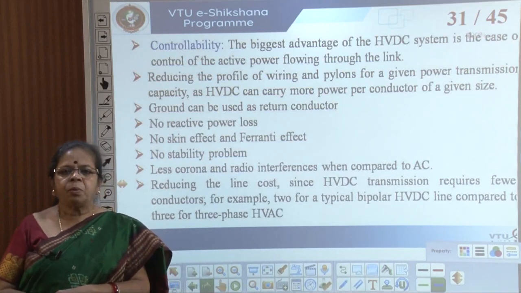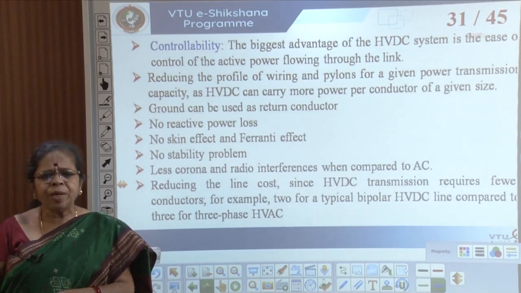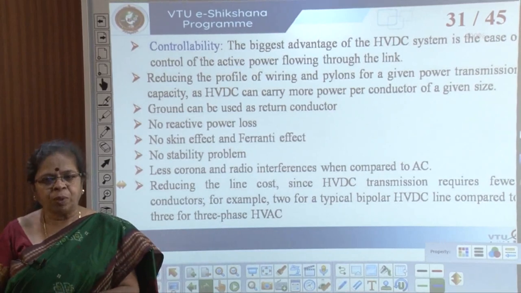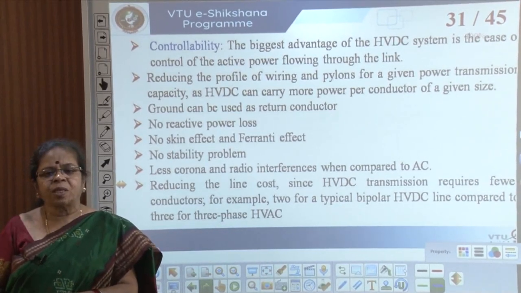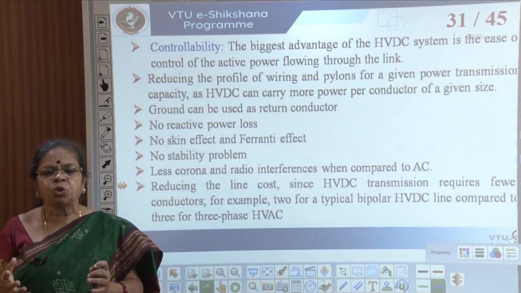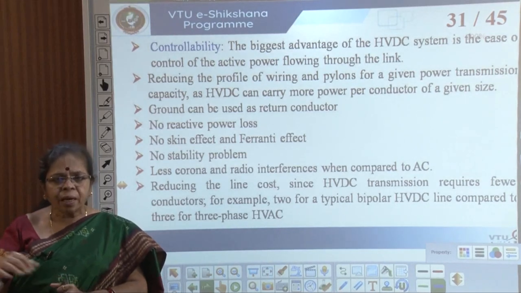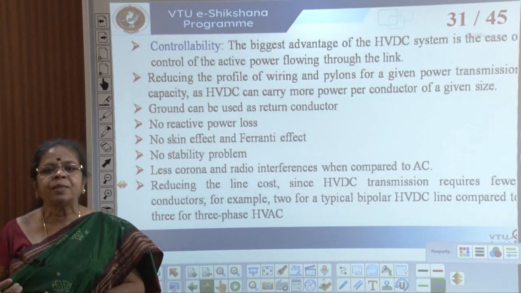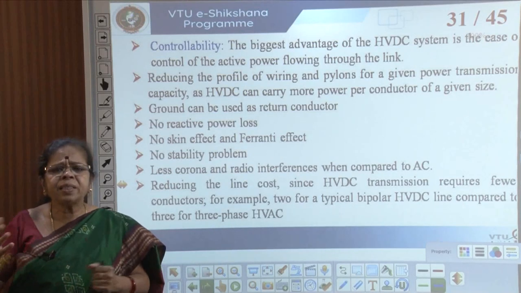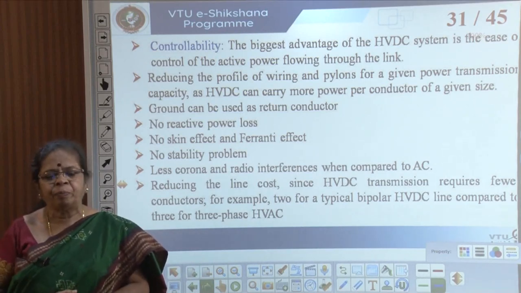The next biggest advantage is controllability. The biggest advantage is that in HVDC systems, we can control the power. So this reduces the difficulty of uncontrolled or unscheduled power. The next advantage is that the ground can be used as one of the return conductors. And in DC, you don't have reactive power loss. I squared X loss is not there.